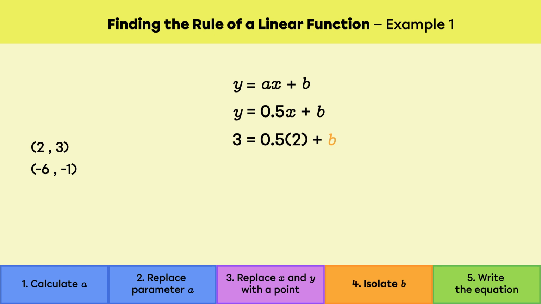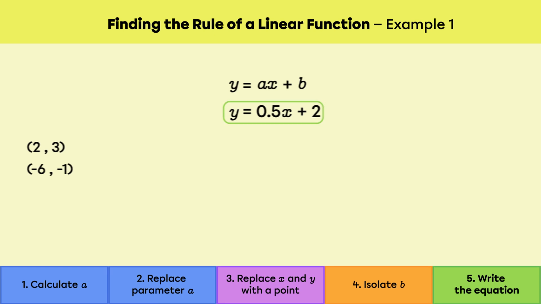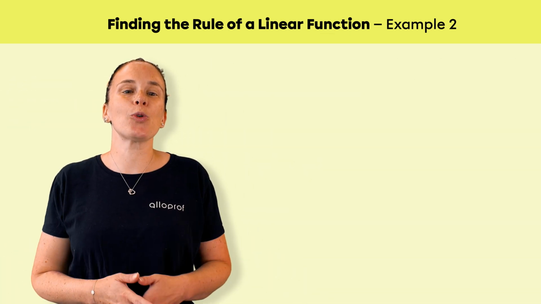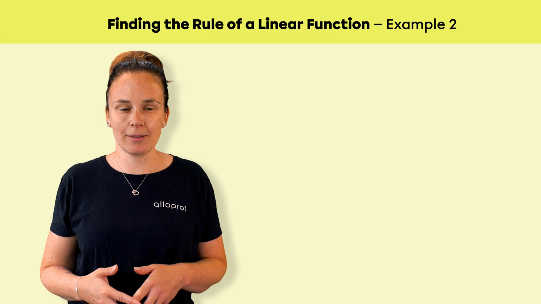We isolate b. 0.5 times 2 is 1. Cancel out the 1 by subtracting 1 from both sides of the equation. This leaves us with b equals 2. The equation of the line that passes through the points 2, 3, and -6, -1 is y equals 0.5x plus 2. Let's now do an example of a case where the points are not clearly stated.